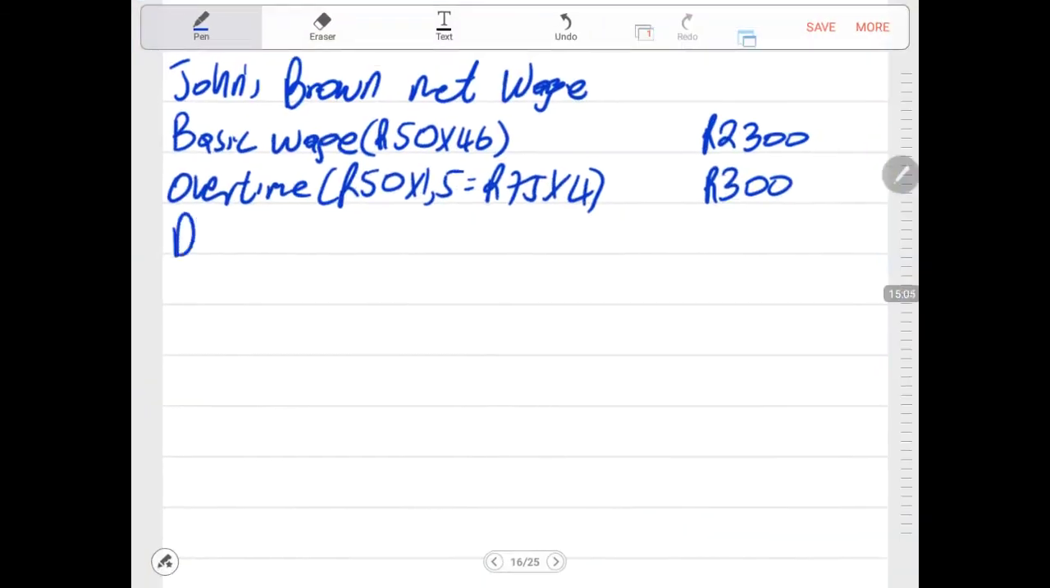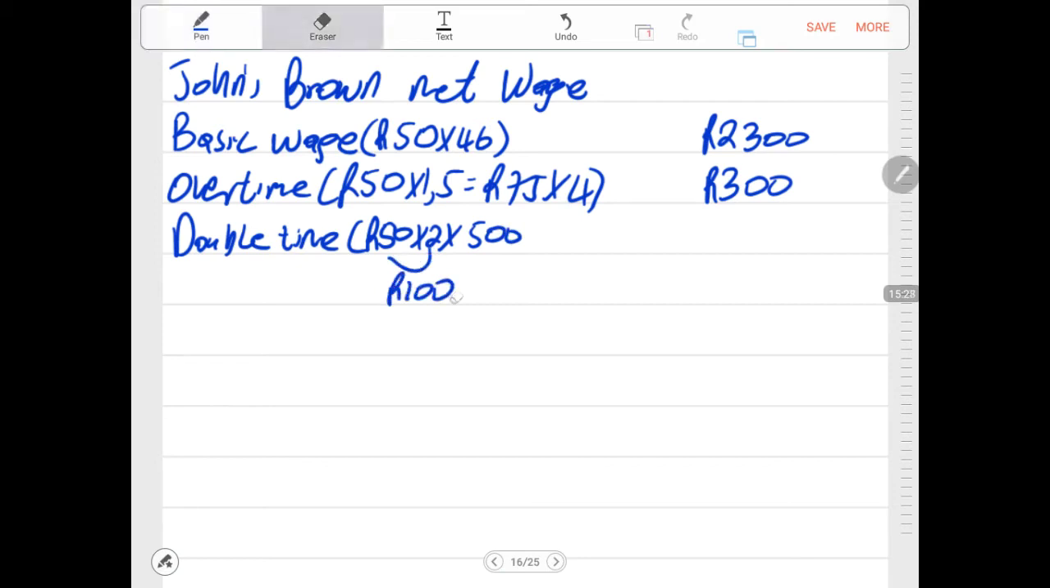So now we'll have what we call double pay or double time. You can say double pay or double time. This employee will be paid 50 Rand times 2 times 5. Remember, this 2 is me doubling the pay so that he gets paid double the normal rate, which is 100 Rand. So the 2 is not hours, but the 5 is hours. Obviously 100 times 5 gives us 500. So that is where this 500 comes in.